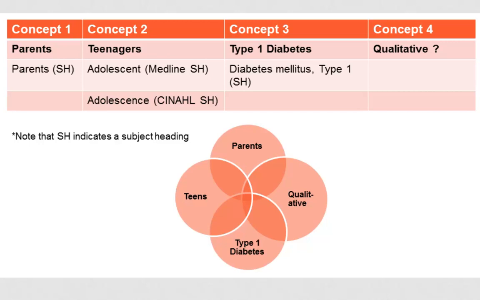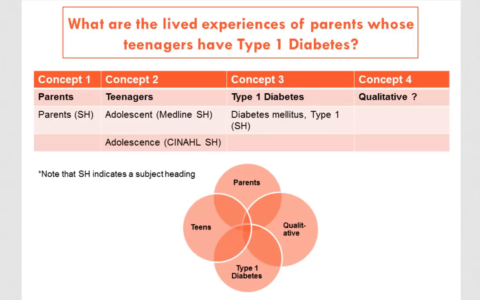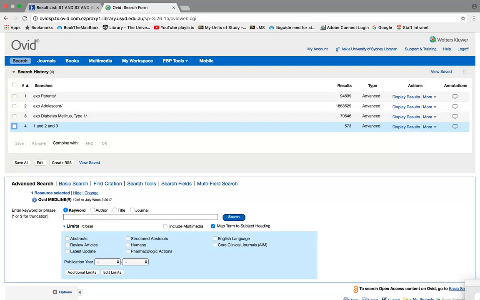If you haven't done this before, we recommend you check out the other videos in our series. Our question is, what are the lived experiences of parents whose teenagers have type 1 diabetes? Here's an example of how we might structure that search.